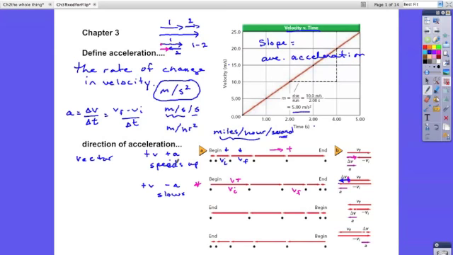Same direction, it gets faster. Opposite directions, it slows down. Then this motion diagram, the third one, the object's moving to the left. So this one has a negative velocity, and it's speeding up. Dots are getting farther apart.